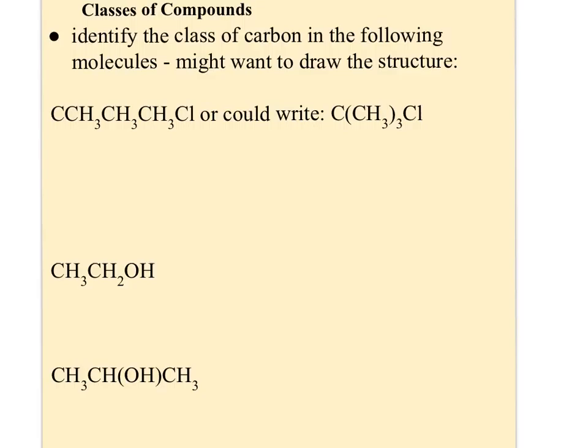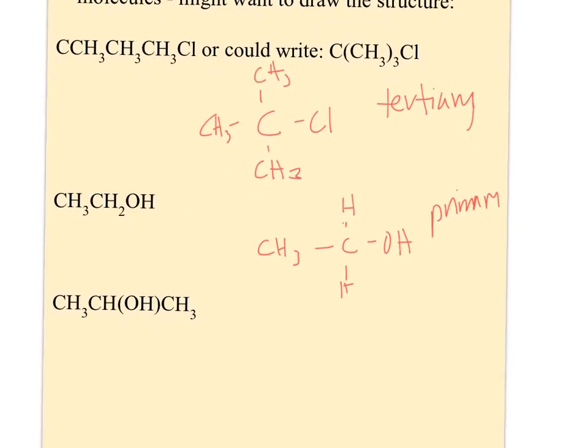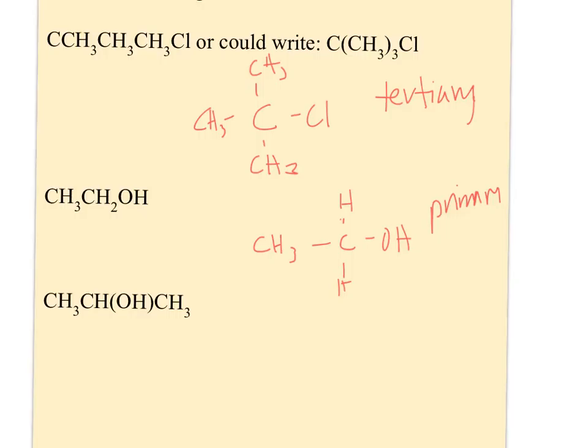Whereas the second one, I have a CH3 group attached to a CH2 group and an OH. So this is a primary carbon. And then my last one, if I scroll down a little here, I have a CH3 group attached to a CH group with an OH and another CH3 group. So this is my secondary carbon. And again, one, two, or three carbons are attached to the carbon containing the functional group.